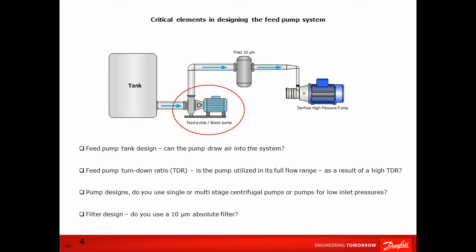The design of the tank is important, as is the feed pump turn-down ratio. Both parameters are important for optimum operation and to avoid gas bubbles in the feed water. The pump used here is a single-stage centrifugal pump, a pump type that may cause problems with gas bubbles. It is important that the high-pressure pump pre-filter is a 10 micrometer absolute filter.